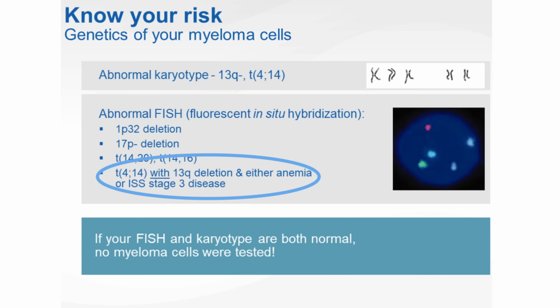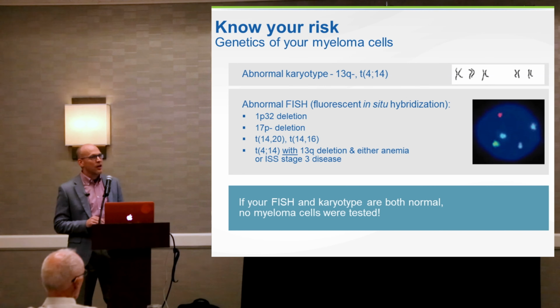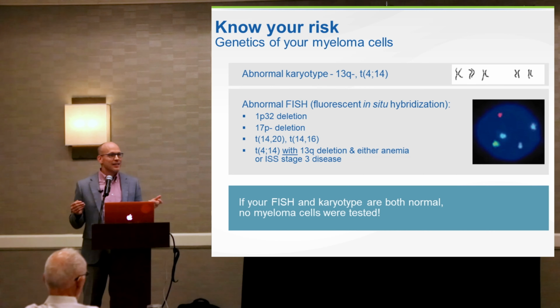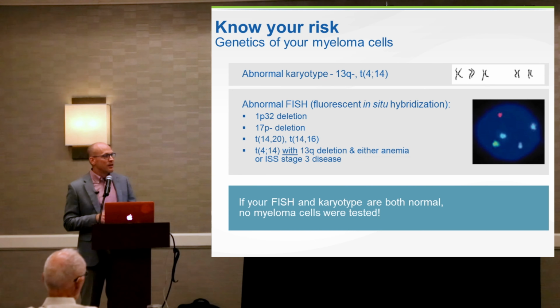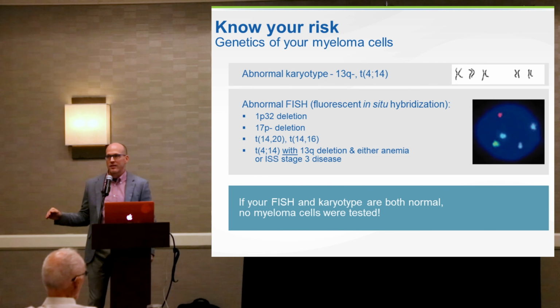And lastly, a 4;14 translocation with a number of other things that decrease the patient's sensitivity to treatment. We often like to say that if you have a FISH or a karyotype that are both normal and you're newly diagnosed, they didn't have any myeloma cells to test. One or both of these tests are going to be abnormal in a newly diagnosed patient virtually every last time. And if it's not abnormal, they didn't have any myeloma cells to test.